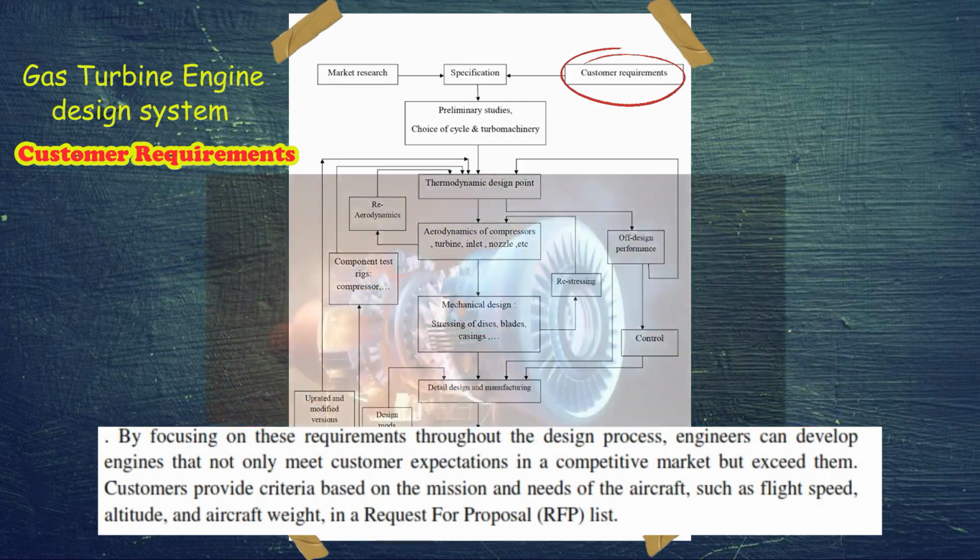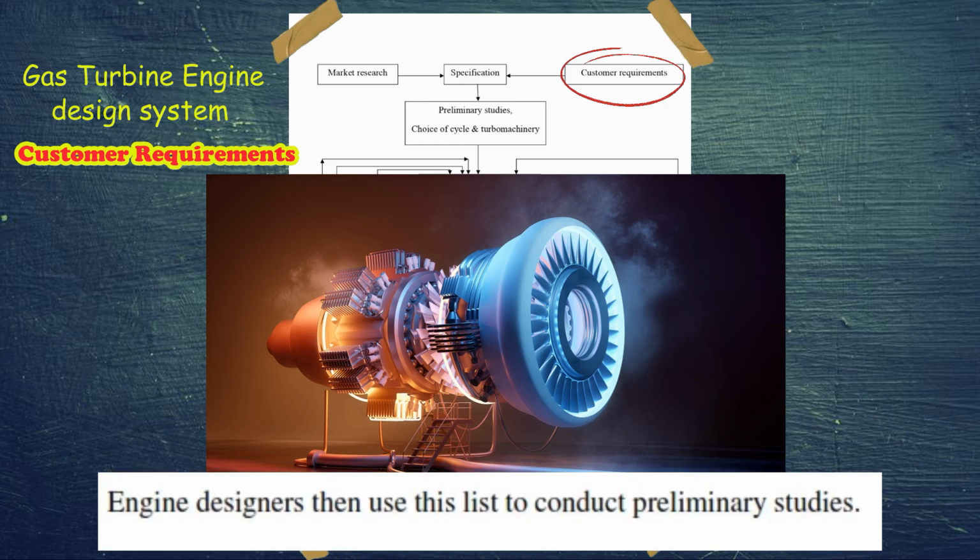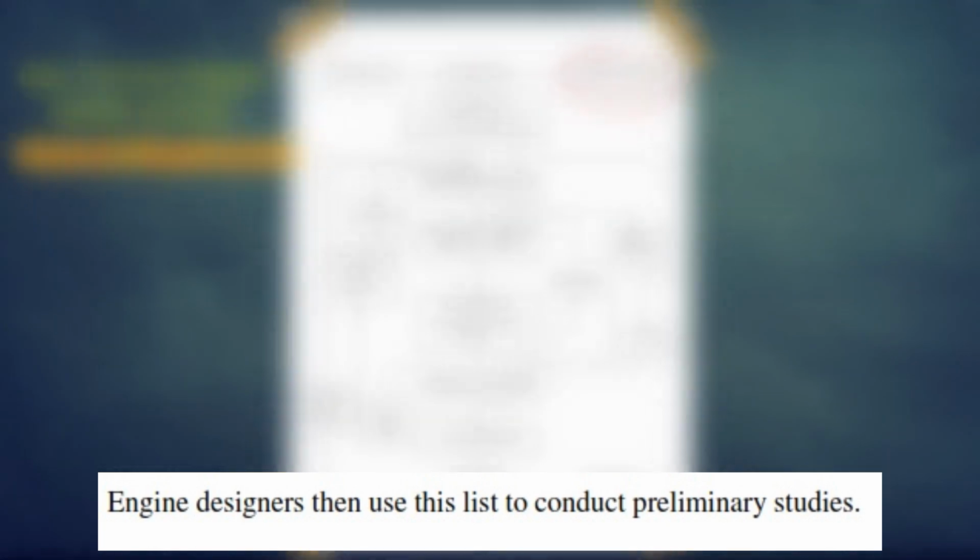Customers provide criteria based on the missions and needs of the aircraft, such as flight speed, altitude, and aircraft weight, in a request for proposal list. Engine designers then use this list to conduct preliminary studies.